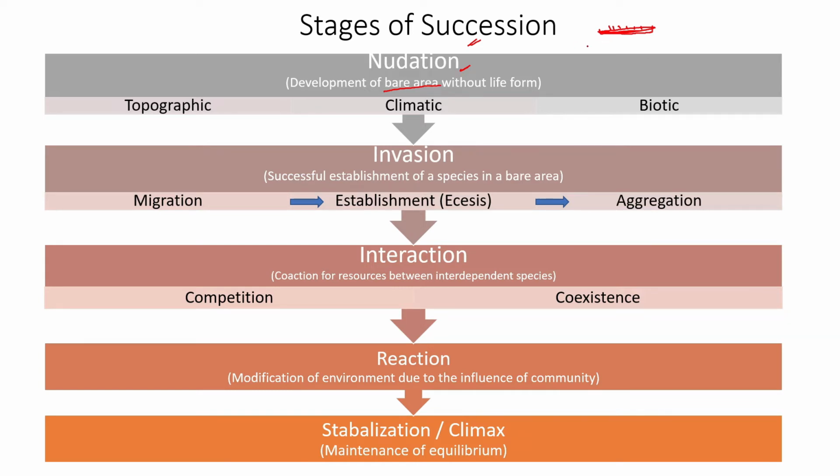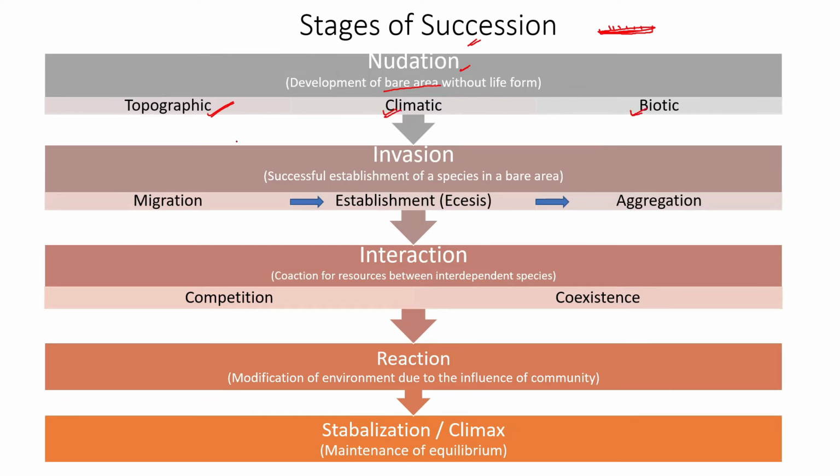Now it could be primary, or it could be secondary. Primary in the sense that there was nothing but a bare area, no life form at all. But there can also be a process where life was removed. It can be removed by topographic factors, climatic factors, or biotic factors.